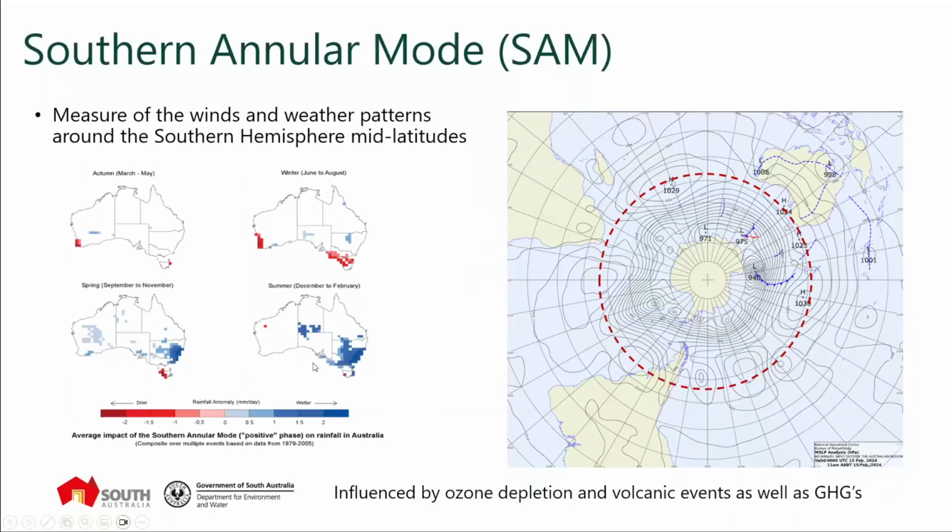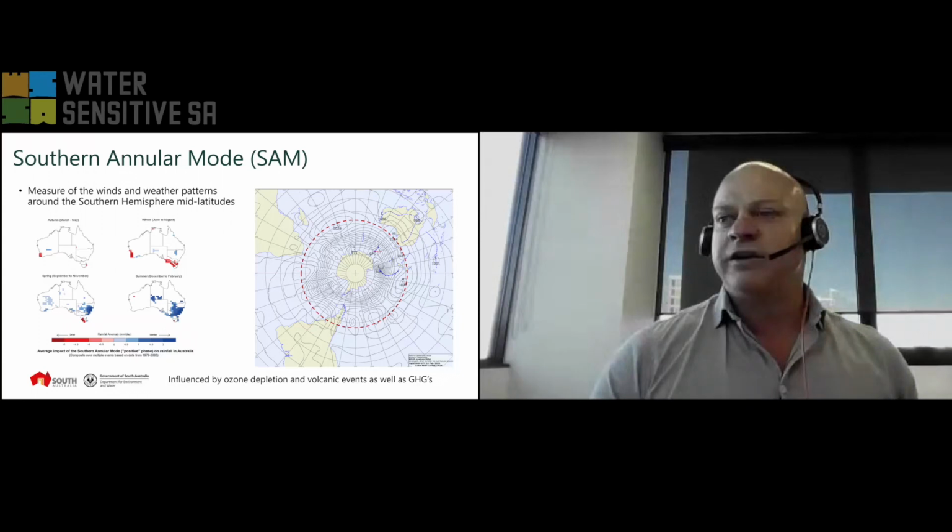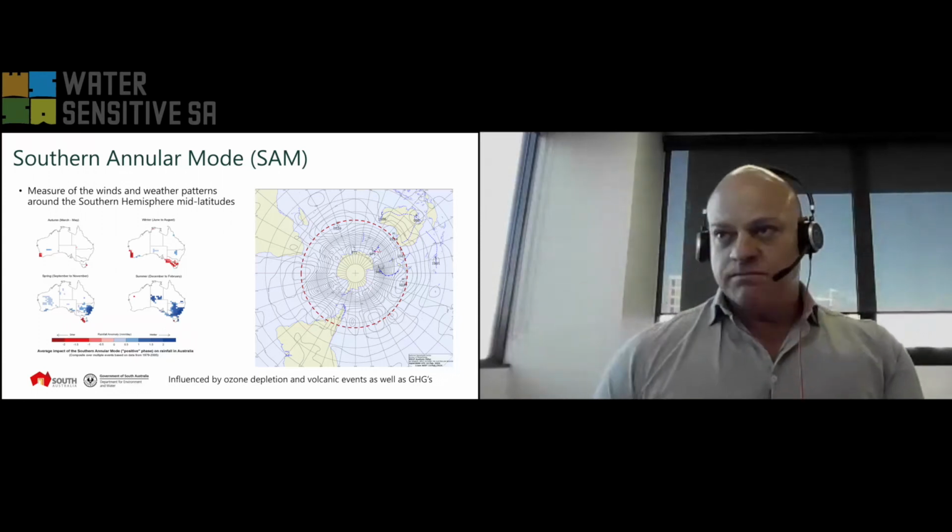So it does tend to drag down a bit more moisture in the tropics, make things wetter in some parts of Australia in summer, and a little bit in spring as well. And then in autumn and winter, it tends to have a drying effect in positive SAM and wetter in negative SAM values. But I'll come back to what we're seeing with that.